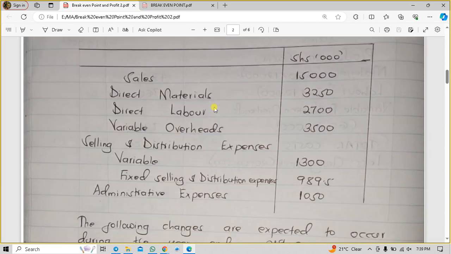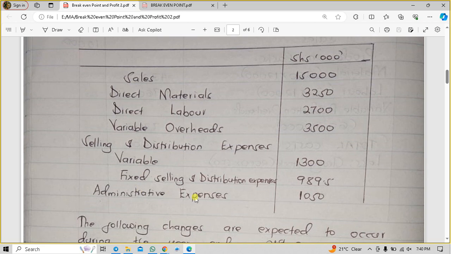So in short, you can see that we have the sales and these are the expenses. So we have direct materials. This one you consider it as a variable cost because material cost will change depending on the production, the material cost. We also have labor. We also call it a variable cost. We have variable overheads. Then we have selling and distribution expenses, variable and fixed, and we also have administrative expenses.